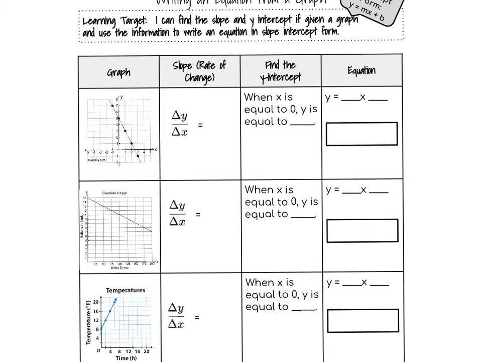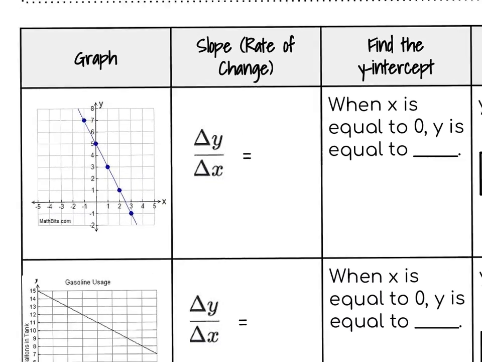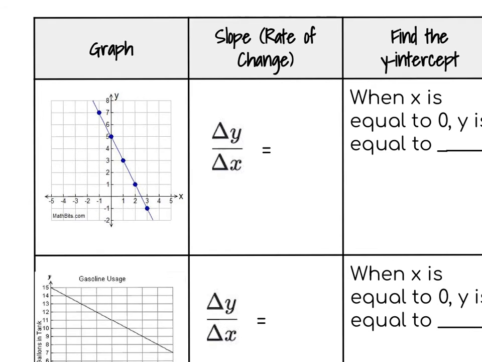And yes, we are. Here are the graphs. Okay, so same thing, same learning target. We're going to find the slope and y-intercept, only this time we're going to be given a graph, and then we're going to write it in slope-intercept form. Okay, so on a graph, we are still going to use change in y over change in x.